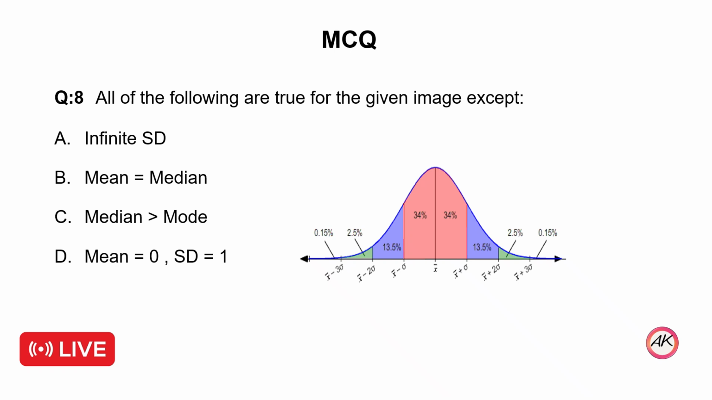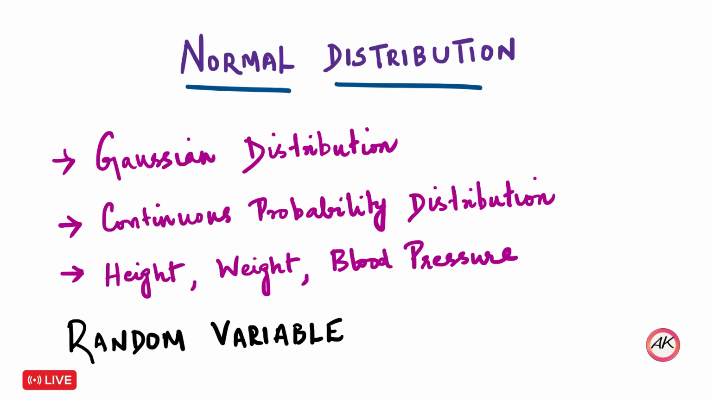To understand this question and answer it correctly, you must know about the concept of normal distribution. So let's start discussing normal distribution. Normal distribution is also called Gaussian distribution because it was described by a famous mathematician, Carl Gauss, and most of the natural phenomena are normally distributed.